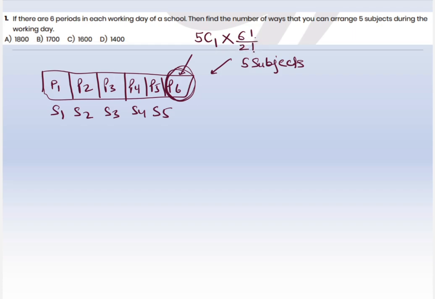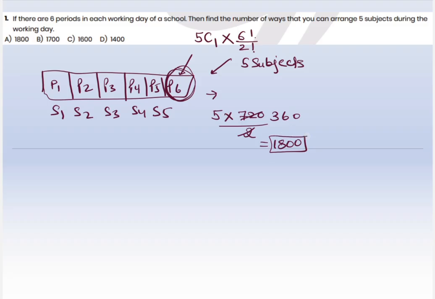Why we have divided by 2 factorial is because 2 of the periods are repeated, right? So 2 of them are same, 2 arrangements are same. And for the rest of the periods there is only one choice. Hence the total choices will be this only. 5 multiplied by 6 factorial, which is 720, divide by 2. Makes it 360 into 5, which is 1800 ways. Option A.